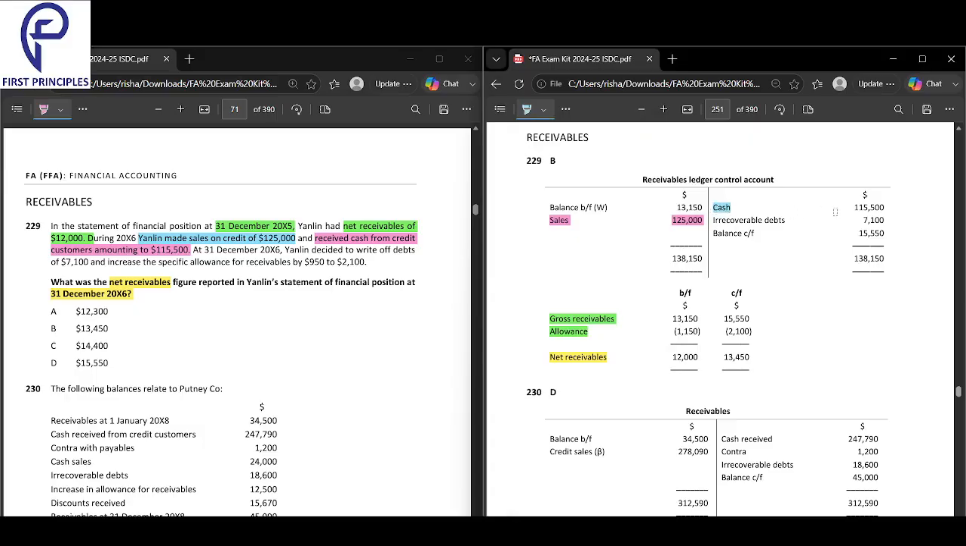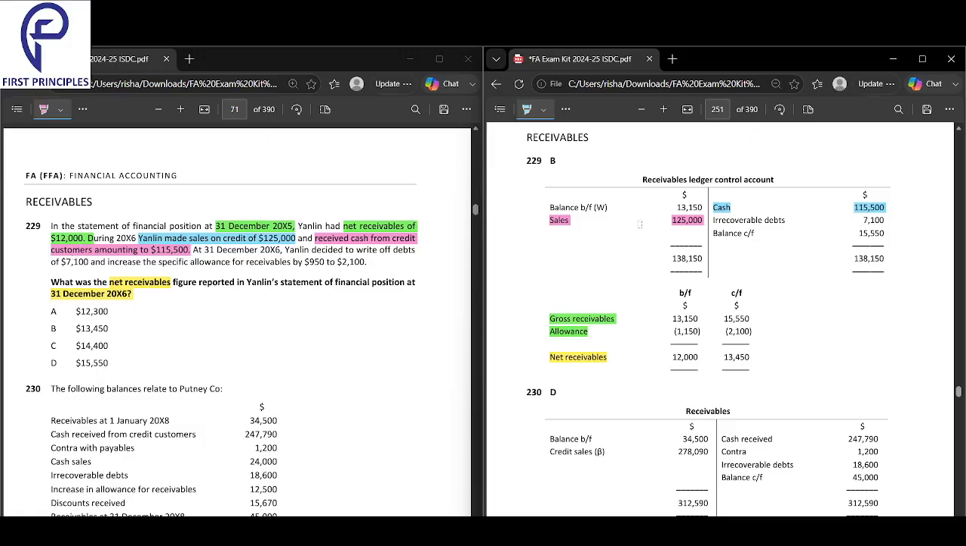Okay, so how much cash did you receive? 115,150. So this will reduce your receivables. Till now what we've understood: we have the net receivables opening of 12,000, but here you see we have not taken 12,000, right? We have taken 13,150, because here the opening is our gross. We have to take the opening as gross and we'll get there, no worries. But first, your net receivables is 12,000.